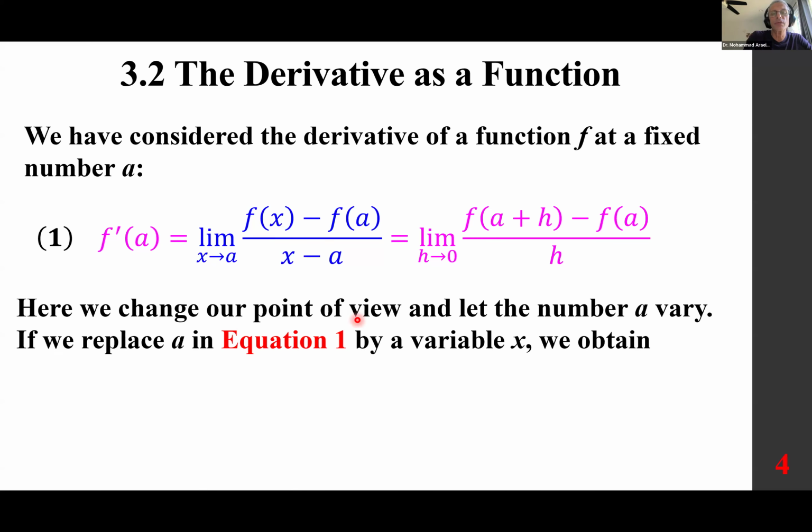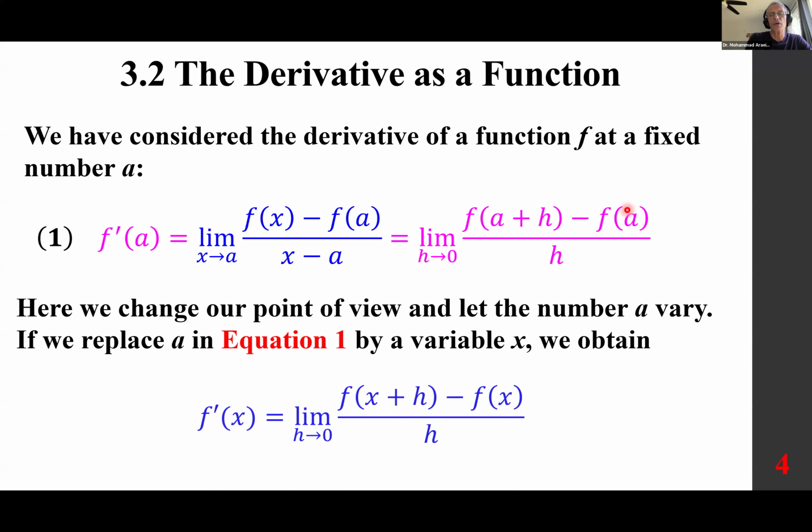Here we change our point of view and let the number a vary. If we replace a in equation 1 by a variable x, we obtain f prime of x is the limit of f of x plus h minus f of x over h as h approaches 0. This is the definition, and in this section we are going to use the definition to differentiate.